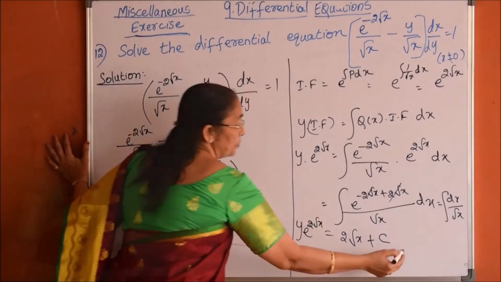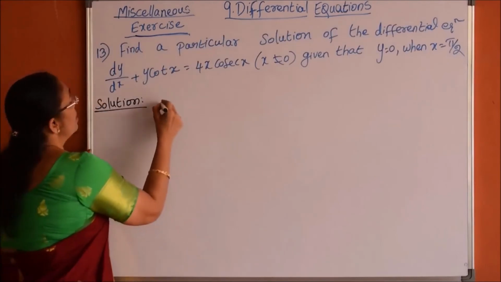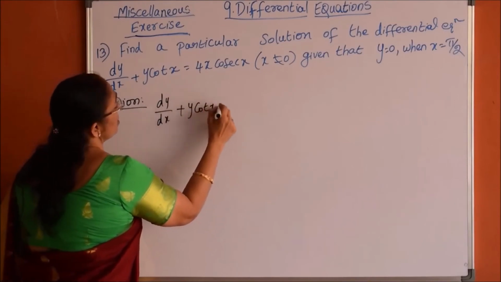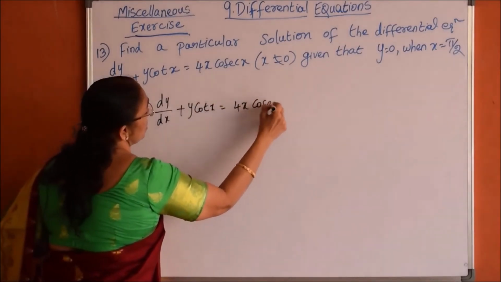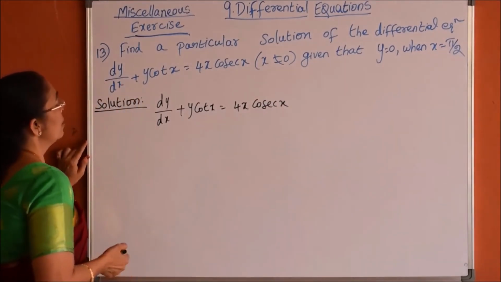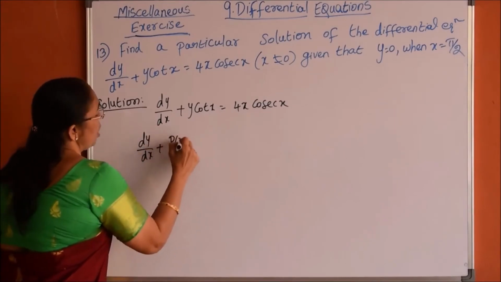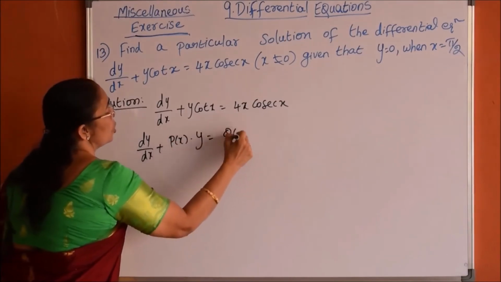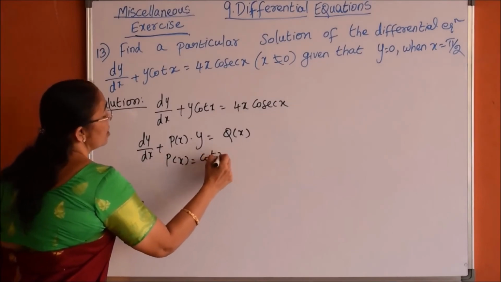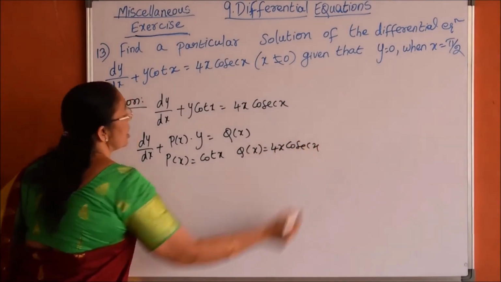This is the solution. 13th problem: find a particular solution of the differential equation dy by dx plus y cot x is equal to 4x cosecant x. Let us check which form this is. We can write this as dy by dx plus p of x into y is equal to q of x, where p of x is equal to cot x and q of x is equal to 4x cosecant x. So it is a linear equation form.